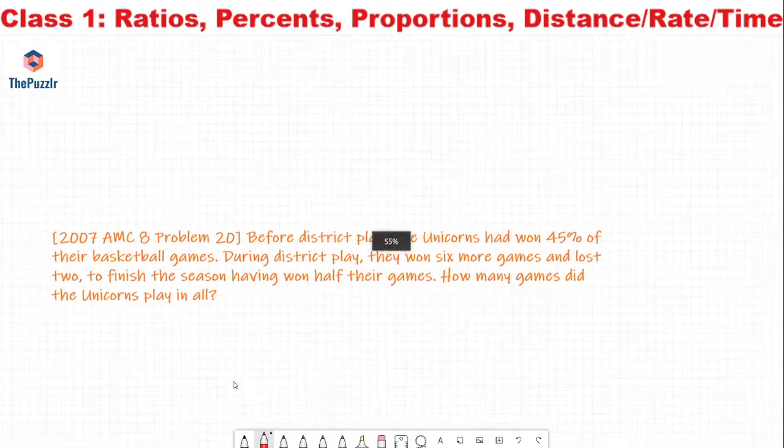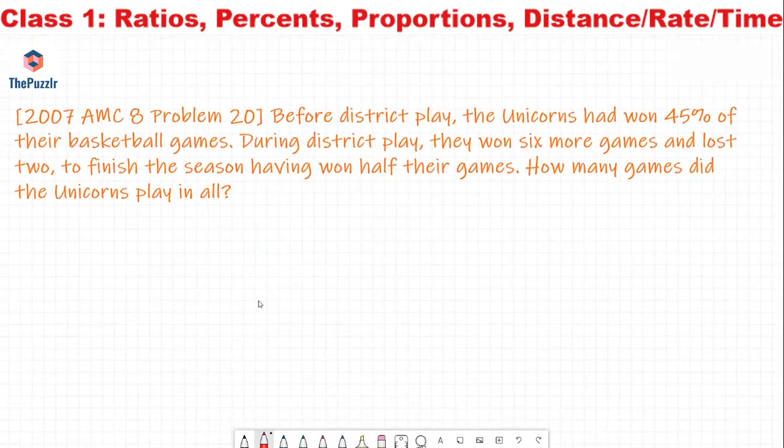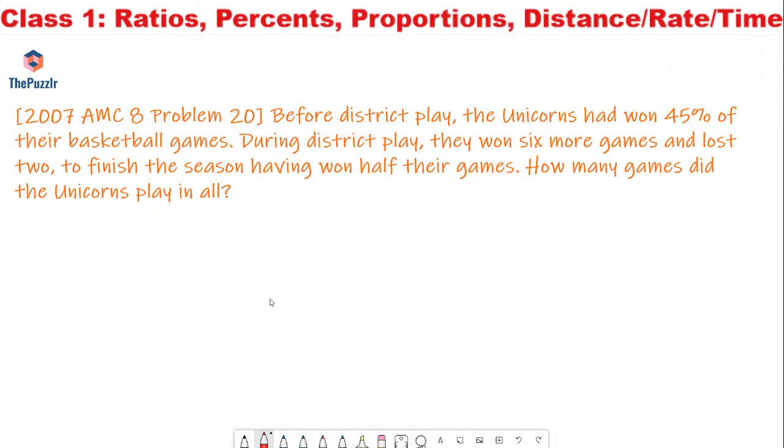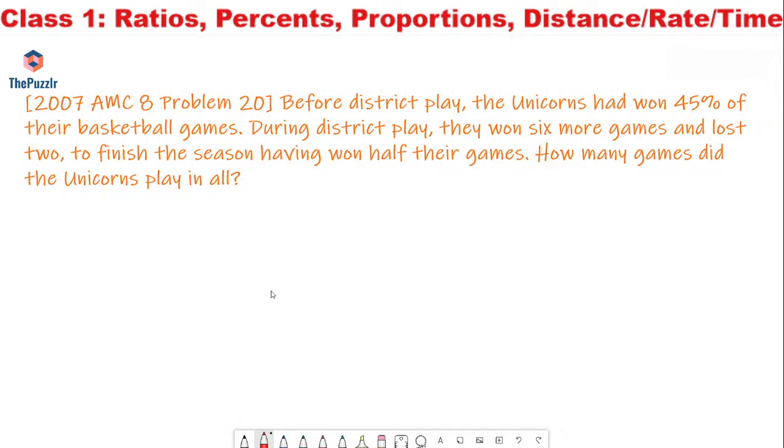Okay, not as easy as the previous ones, probably the hardest ratio problem that we're going to cover so far. 2007 AMC 8, problem number 20. Before district play, the Unicorns had won 45% of their basketball games. During district play, they won 6 more games and lost 2 to finish the season having won half their games. How many games did the Unicorns play in all? Now 60 seconds might not be enough for this problem, but still I want you guys to try your best to see what you can do in 60 seconds, and then we'll look at how to solve this problem.